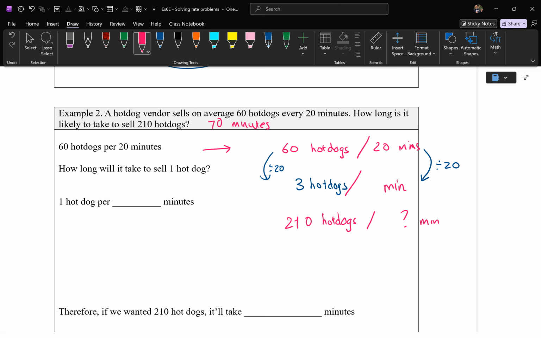Usually, though, it might be better to convert it into, for 1 hot dog, how long does it take? Okay, so it depends on how you want to change it. If you wanted to change per hot dog, you divide it by 60 to get 1 hot dog per minute. Okay, or per whatever minutes. So it's up to you which one is sort of better for you. In my case here, it does work out nicely. 3 does fit into 210, and how many 3s will fit into 210?